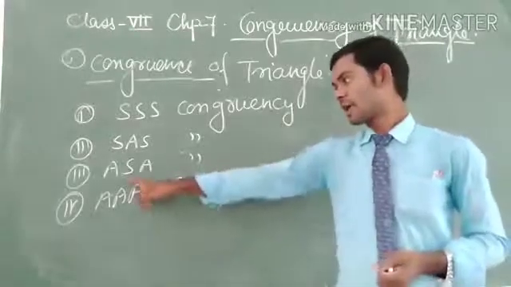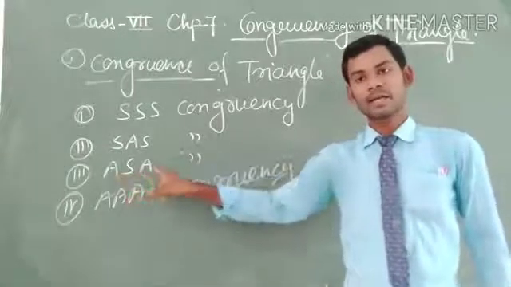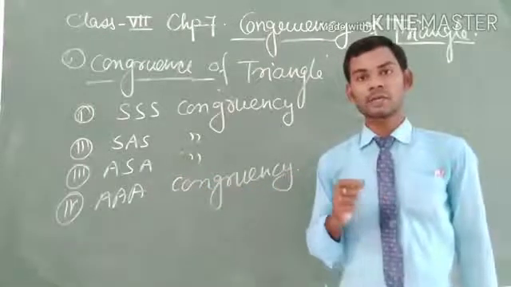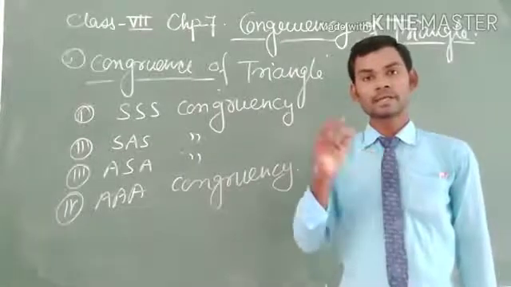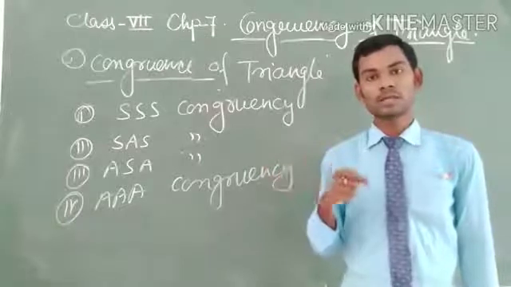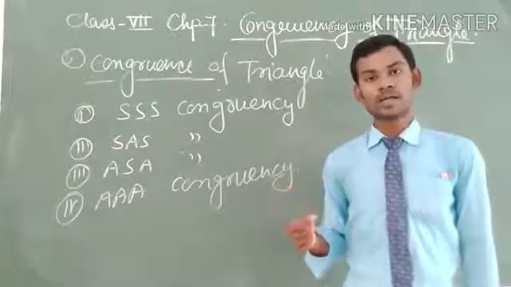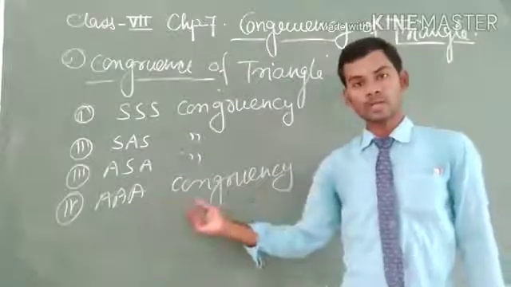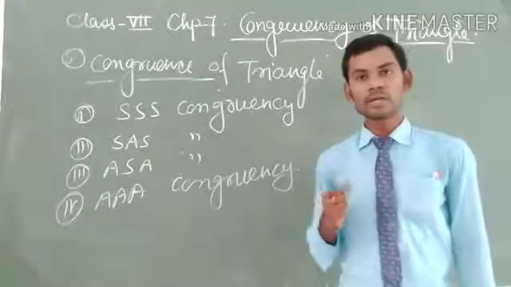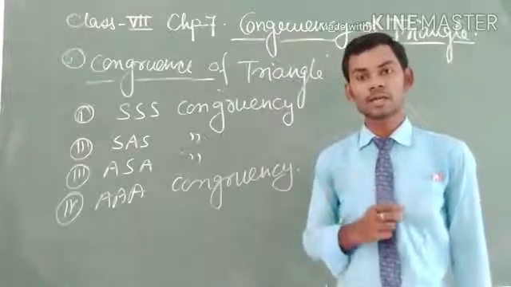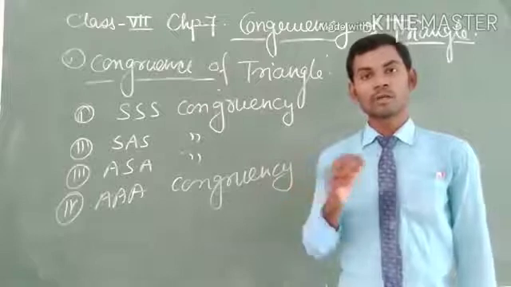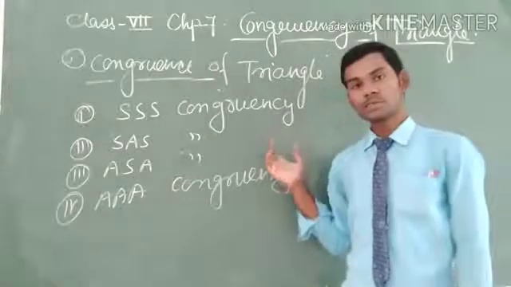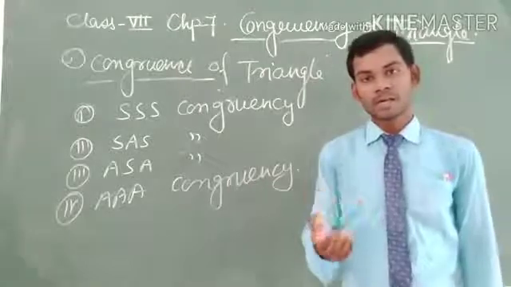The third is ASA, angle, side, angle congruency. In this category, we just need to show two angles and one side equal in both triangles, which proves the two triangles are congruent. And the last is AAA, angle, angle, angle congruency. In this congruency, we need to show only three angles equal. Then this proves that the triangles are congruent. Okay, so its proof we shall see in our next video.